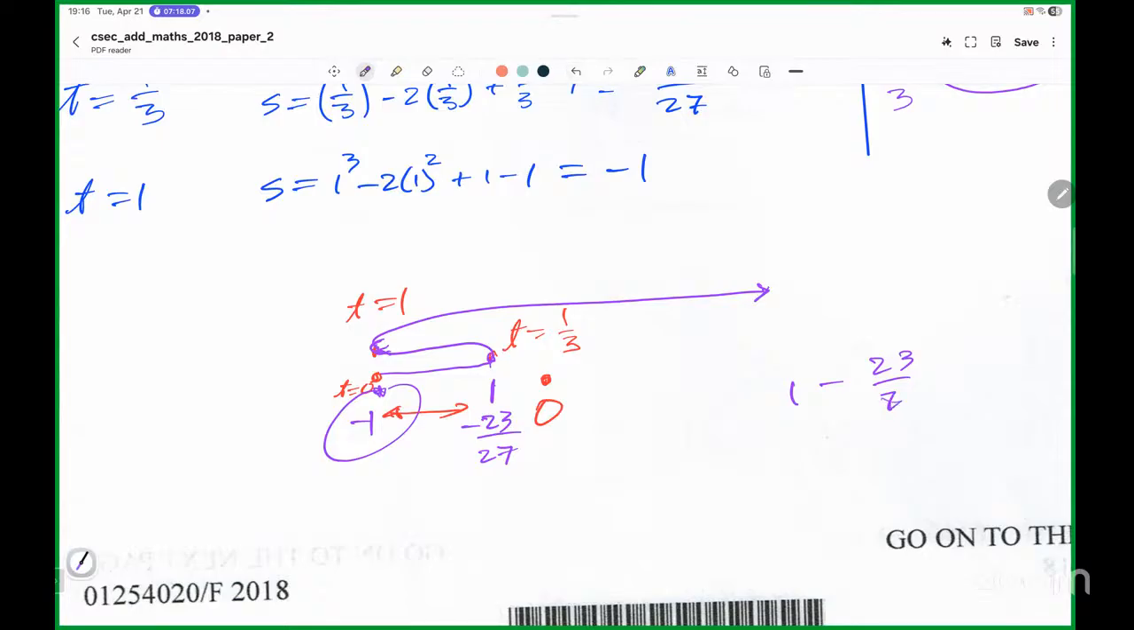1 minus 23/27. Sorry, 23/27. That equals 4/27. I keep saying 7. 4/27. But the 1 is the same as 27/27. So 4/27 meters is the answer for that, the distance between them.